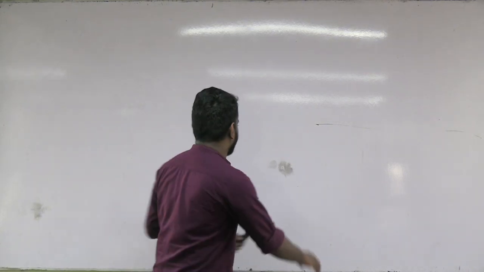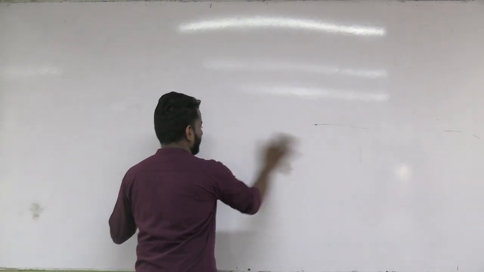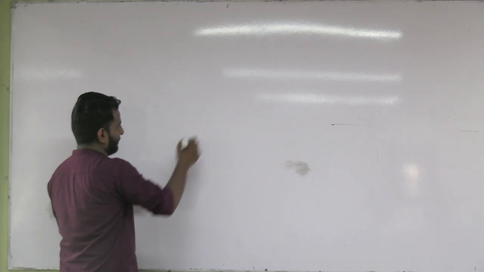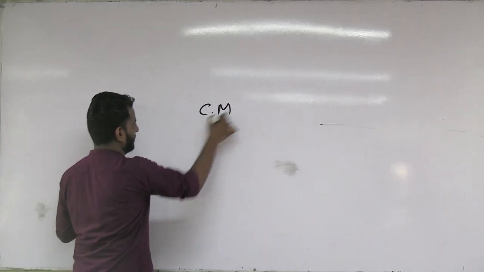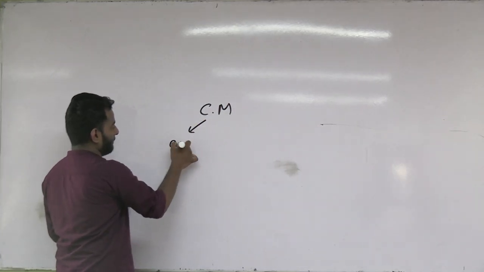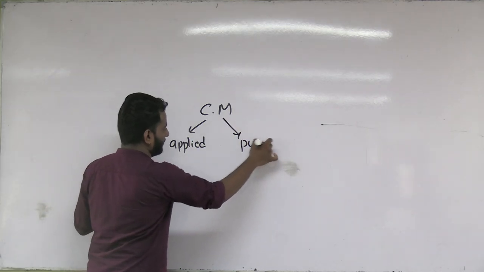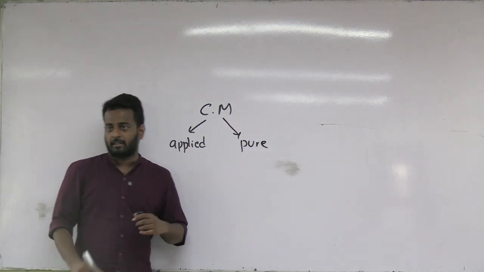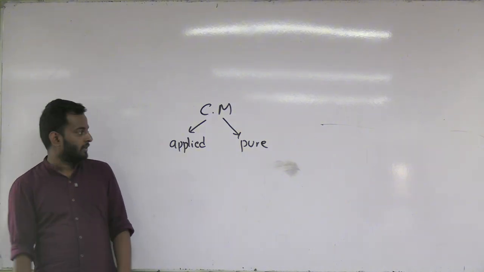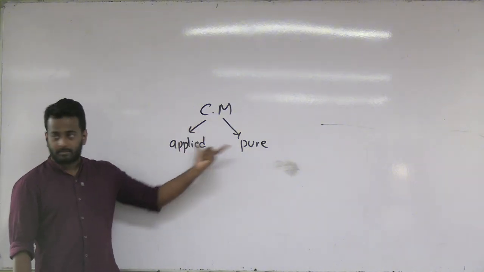So we'll start from here. Now, as I said before, combined maths is the combination of applied maths and pure maths. We have discussed this since it's around 2 months after starting the classes. So we have discussed this very well. Combined maths has two parts, applied and pure.